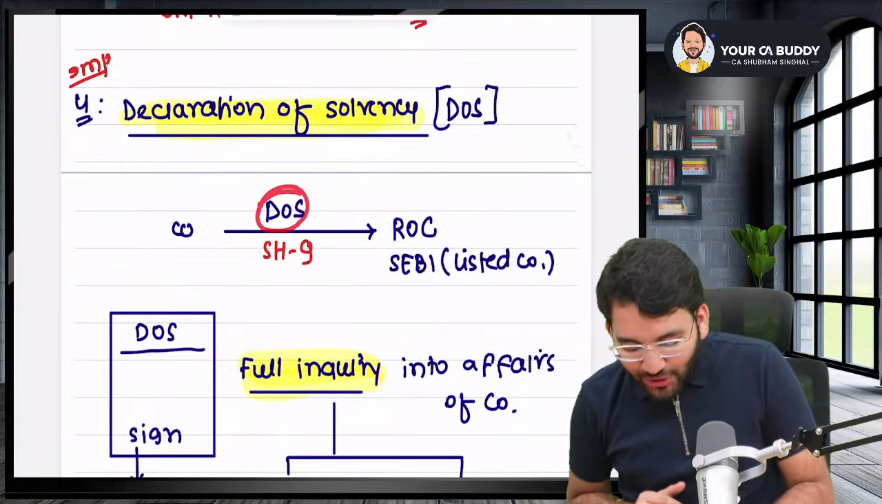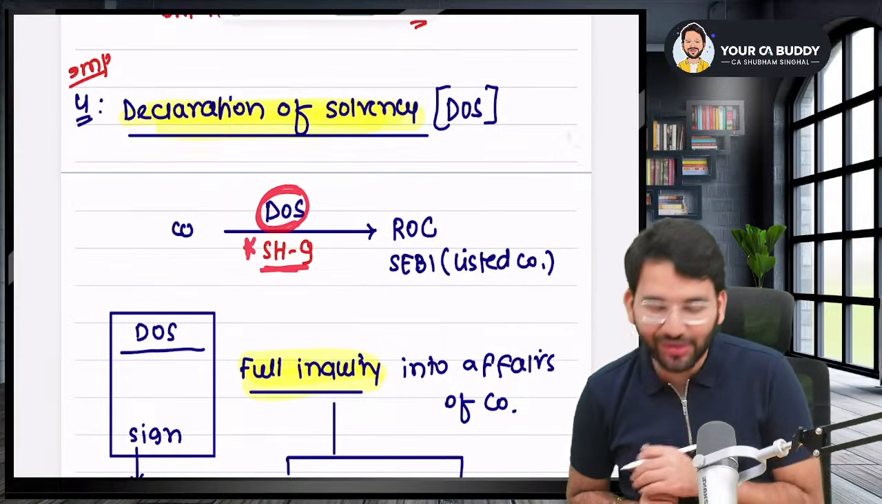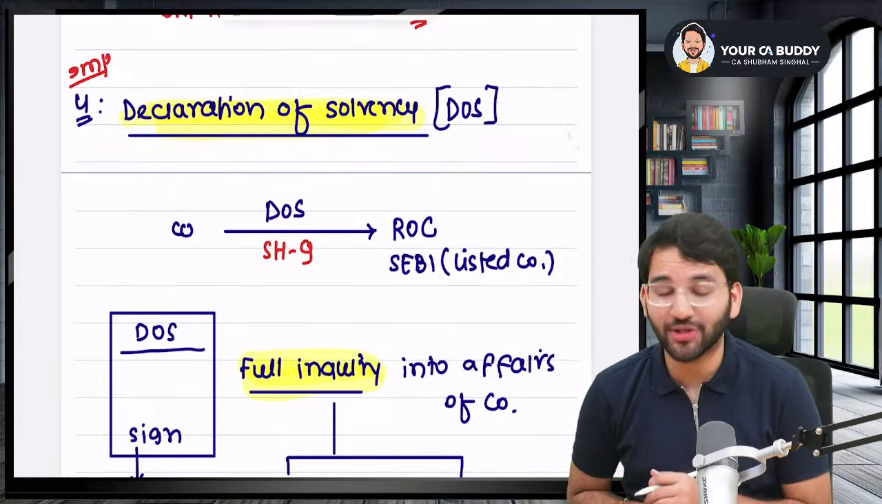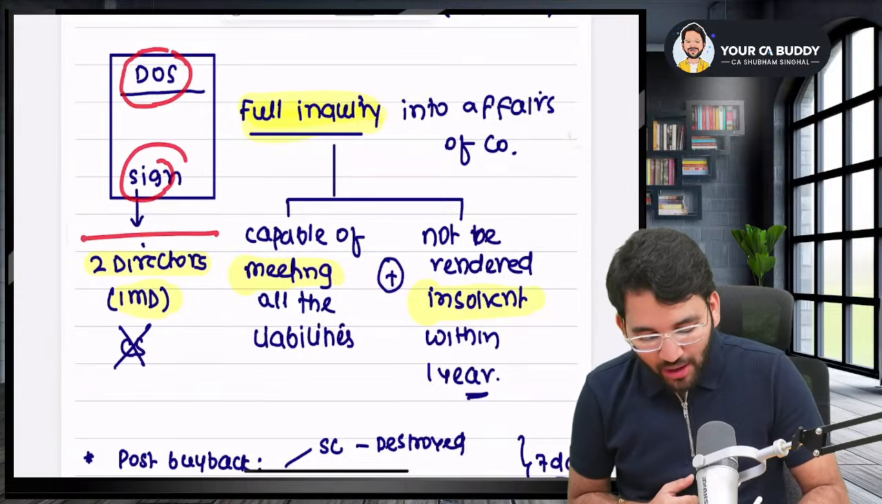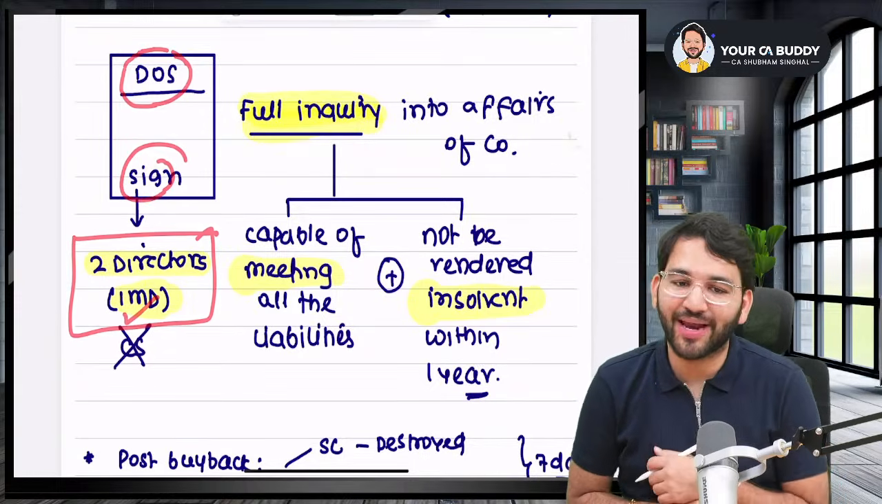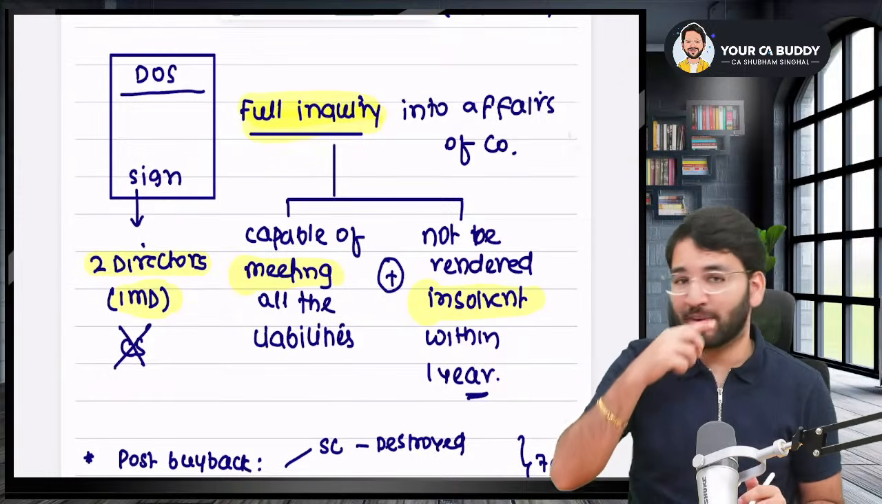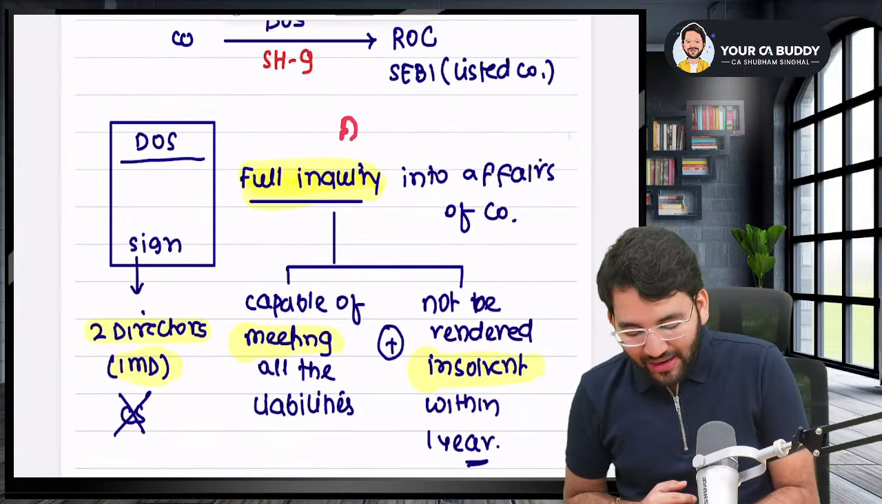Sir, you will give a declaration of solvency in the form SH9. It is an important form number, sir. Now, what about SH9, sir? Please listen to me very carefully. This declaration of solvency has to be signed by 2 directors, out of which one has to be the managing director. In that, they will give an affidavit.